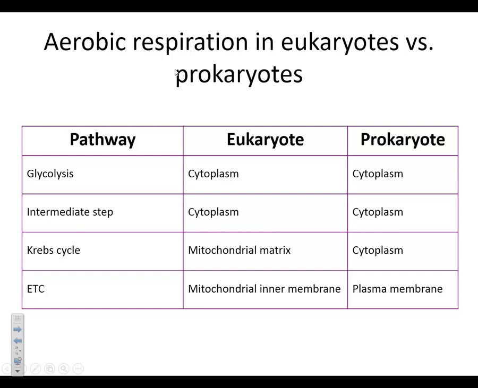In a prokaryotic cell, glycolysis happens in the cytoplasm. Krebs cycle also happens in the cytoplasm because there are no mitochondria in a prokaryotic cell, yeah? And the electron transport chain happens in the cell membrane because there's no mitochondrial inner membrane, yeah?